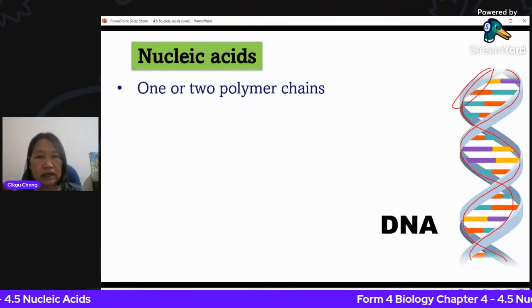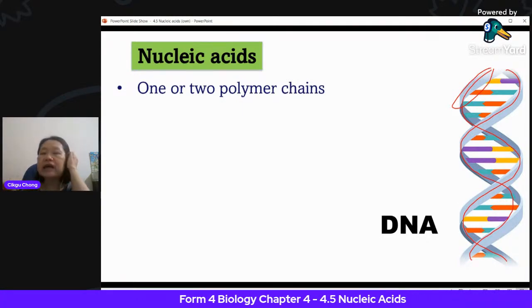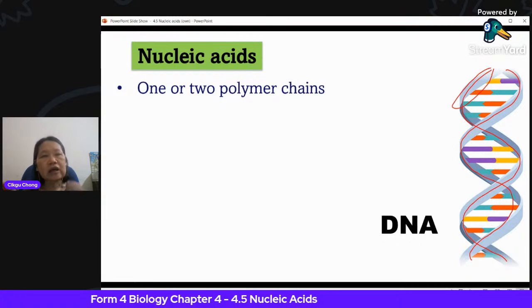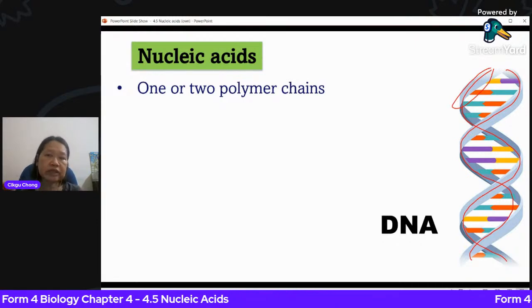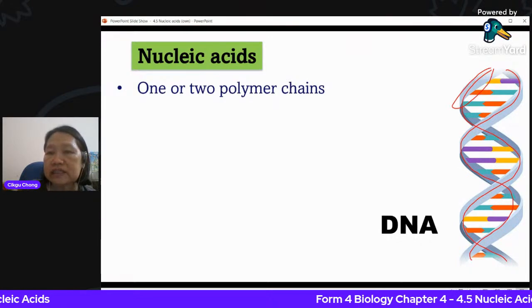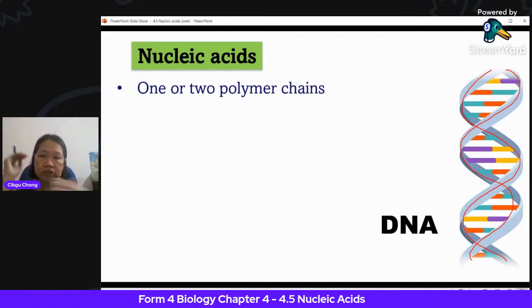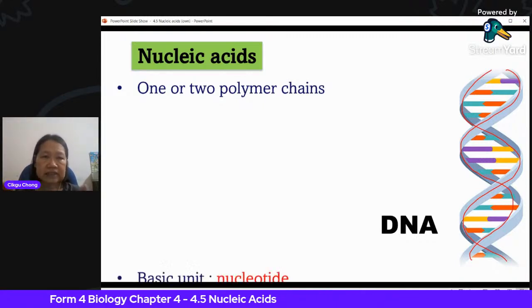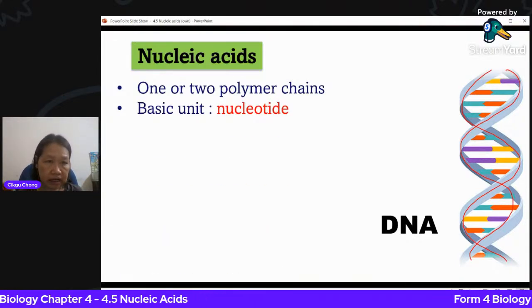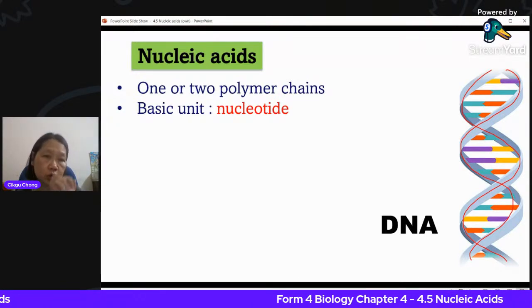What you see now is two polymer chains intertwined, and you call this DNA. First of all, what is the basic unit? How do you make this molecule? You can see that it's a continuous structure, and the basic unit is actually repeated. The basic unit to form the DNA molecule or RNA molecule is the nucleotide.